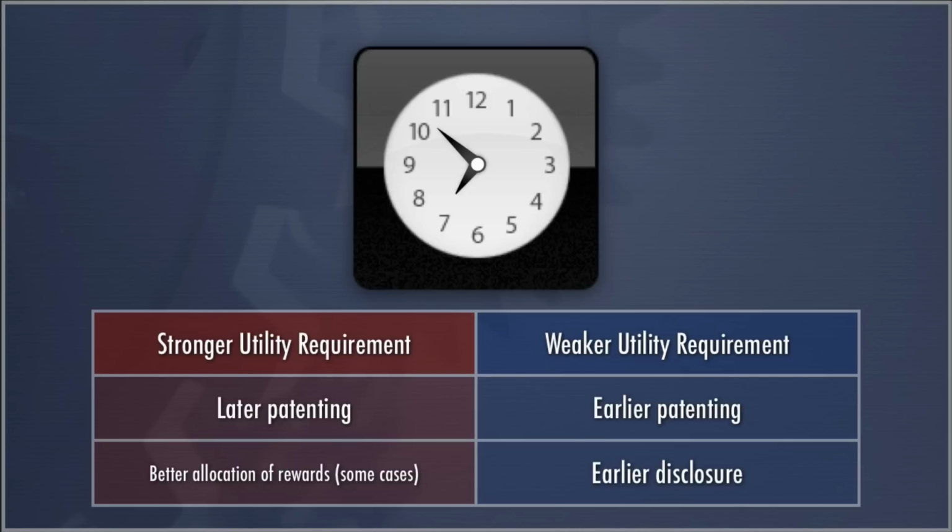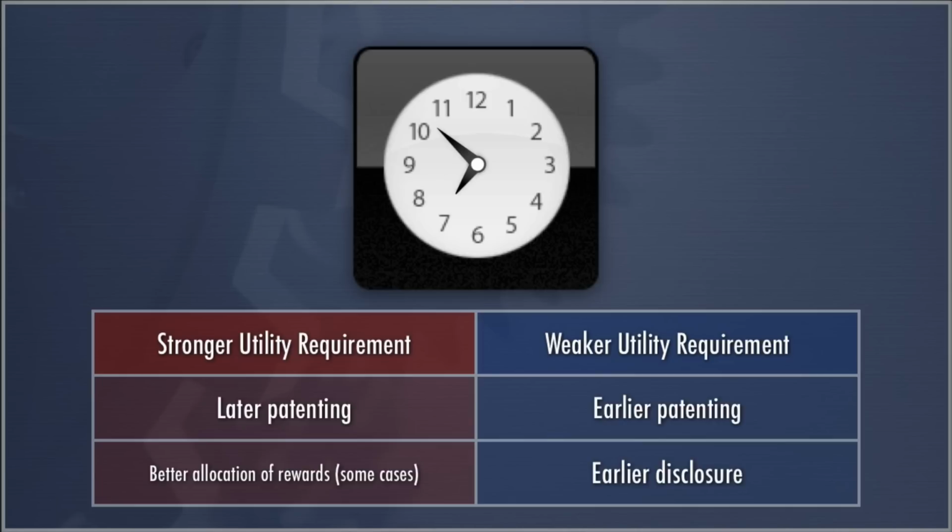If you have a weak utility requirement, right, if you don't require much in order to meet the utility requirement, then people will be able to patent earlier. And given, of course, all the other incentives in the patent system, they're going to want to patent as early as they can. And that means you're going to get earlier disclosure of the invention because of the 18-month publication, and the patent's going to be granted earlier, and the patent's going to expire earlier, the earlier you disclose, right?